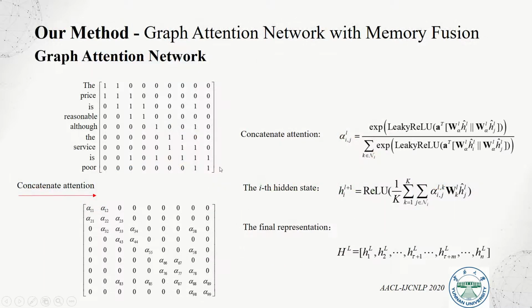First, the graph attention layer is applied in different ways to compute the concatenated attention. The hi and hj are obtained through the context encoder, so the hidden state is like this. The k is the number of heads, as in multi-head attention. So we get the final representation HL through the graph attention layer.